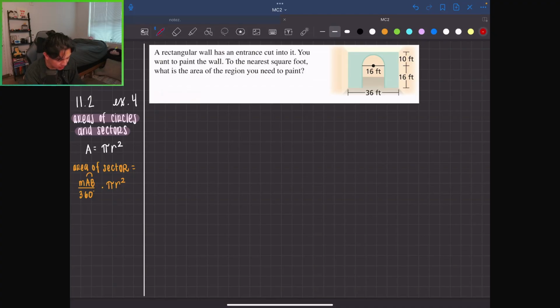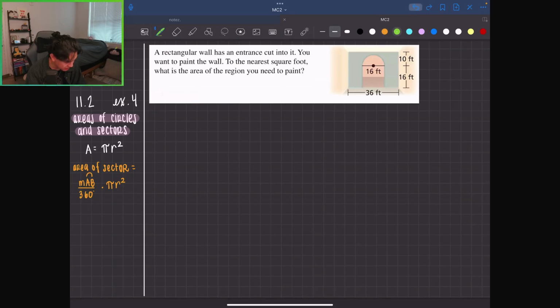All right, so let's just break it down. We have a rectangular wall, which is this wall right over here. And we want to paint the wall. So how much should we paint? We notice here that there's a little arch. So it looks like we need to find out what all of this is, and then we just have to subtract it from this wall right over here.